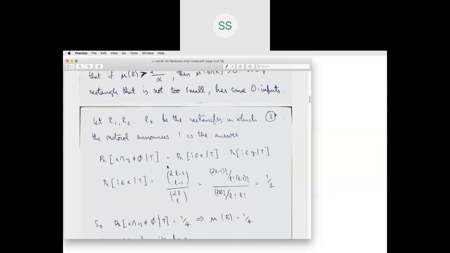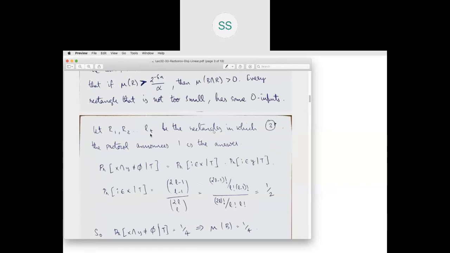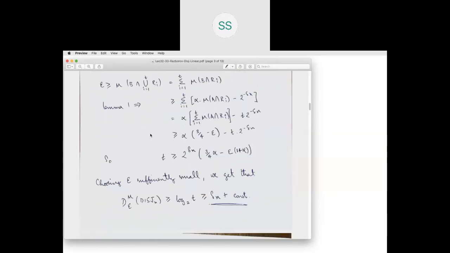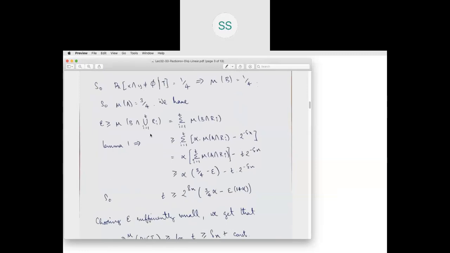Now, recall R1, R2, ..., RT are the rectangles for which the protocol announces 1 as the answer. So how much of the 0 inputs can creep into the RIs? Well, if the total error parameter of the distributional complexity protocol is epsilon, the measure of zeros inside the RIs should not be more than epsilon. So that's what I've written here: the measure of B, the set of 0 inputs, intersection the RIs, should be at most epsilon.